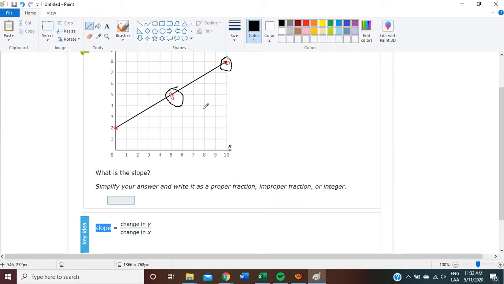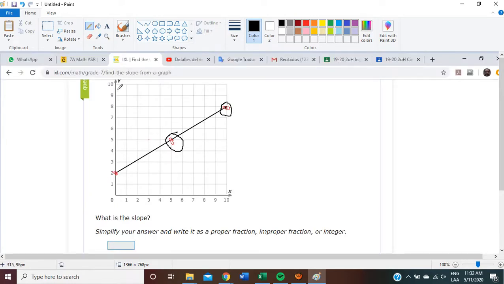Okay? Change in y. What is the change in y? To know what the change in y is, what you need to do is focus on the y-axis. This is the y-axis, remember? So let's check in the y-axis where this point touches the y-axis, right here at number 8. So let's start with the higher number, which is 8. And then let's check this one, number 5.